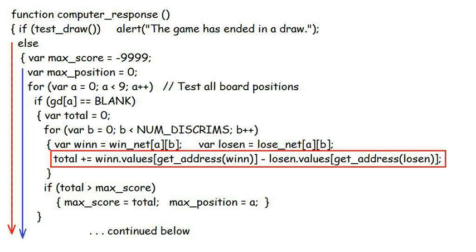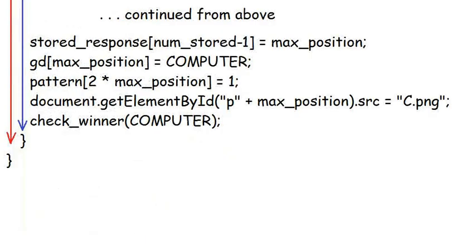The vital line of code is this one. Total is increased by the score given by the winning discriminator, according to the current game position, and decreased by the score given by the losing discriminator. We'll go into the workings of this a little more in a moment. Having worked out the score for that board position, it is compared to the current maximum. If we have a new winner, then max score and max position are updated accordingly. And this is what happens when that loop finishes. At this point, we know which blank square to go for, given by max position, as it has the highest score.